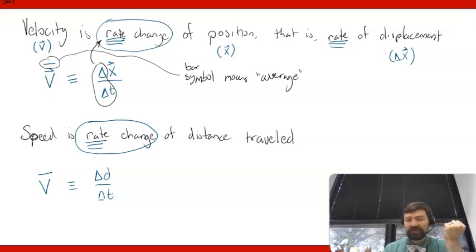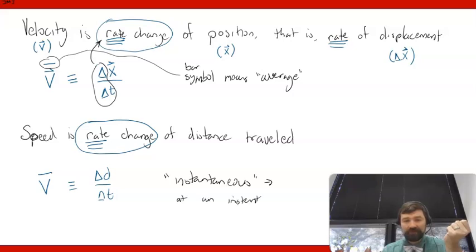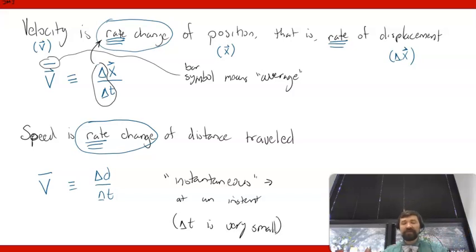In algebraic terms, equation-wise, that's about all we can say. So instantaneous value means at an instant, and basically means delta t is very small. Can't do anything else than that algebraically with equations.